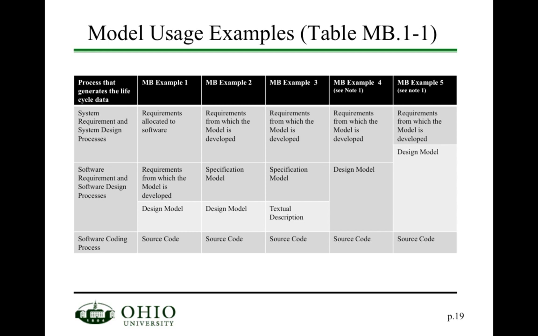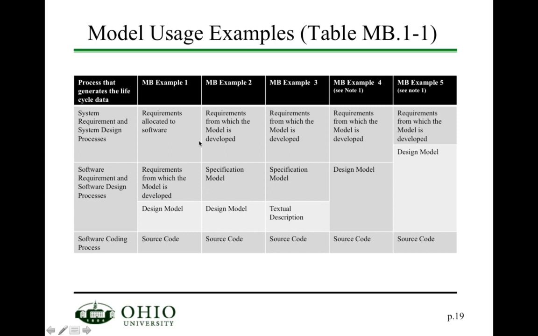So in model-based design, we have a variety of different options, and I call them here model usage examples. And this table is taken from EE6083 table 1-1. It really tells you a little bit about the process that generates the lifecycle data. So it would be the system requirements and system design processes, the software requirements, software design processes, and the software coding processes. So basically everything kind of related to EE178C slash EE133, sorry, 331.